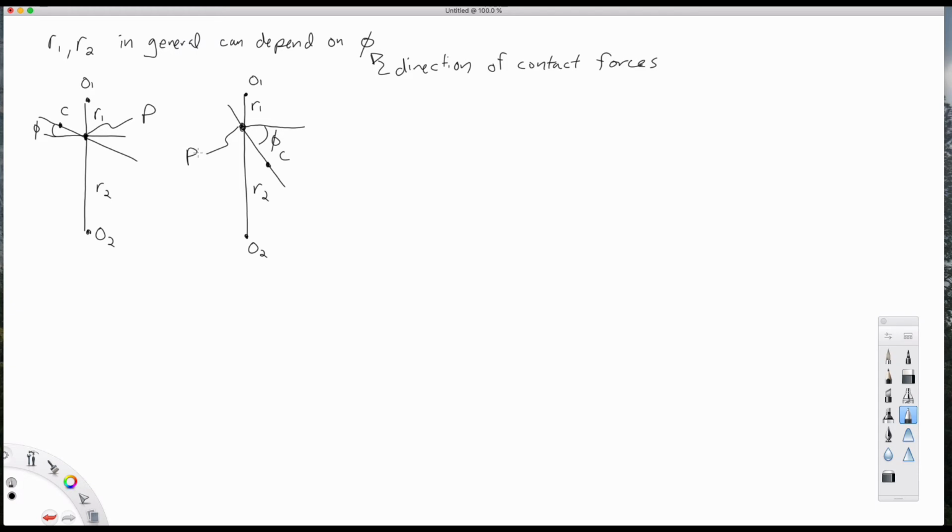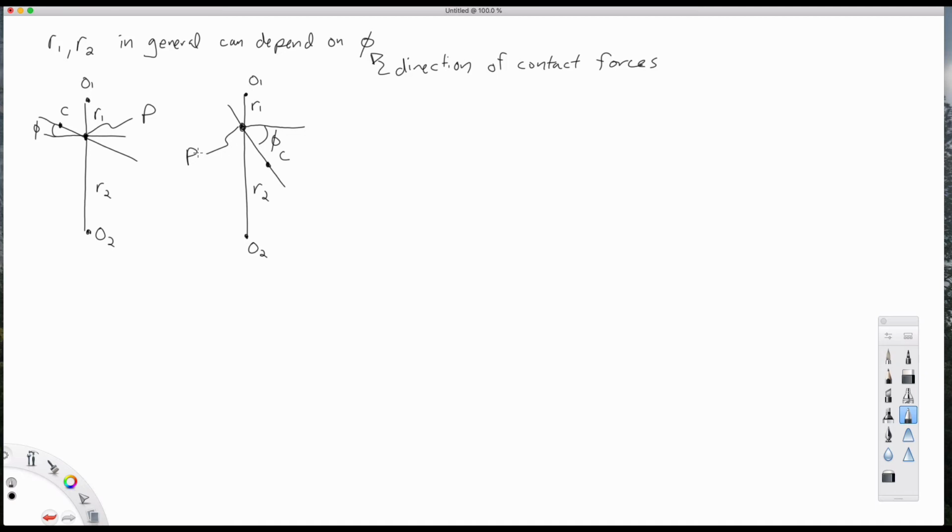In general, the pitch radii can depend on phi, which is the direction of contact forces. Let's look at this in a little bit more detail. So here we have a representation of the forces and directions of two different positions of the same gear set, and this gear set does not have conjugate action.